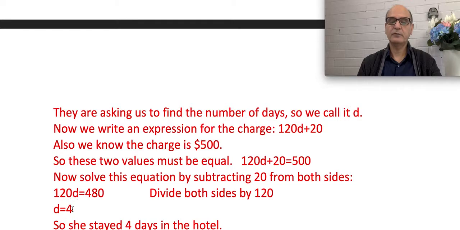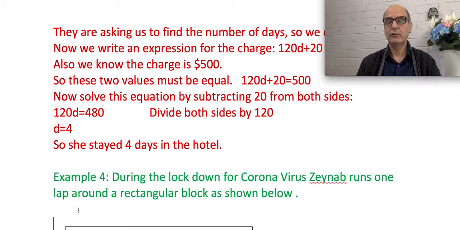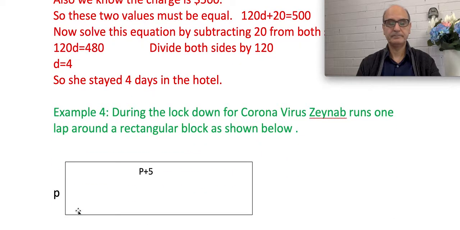Now divide both sides by 120 to get back to D. Because D has been times by 120, you've got to undo it. Divide both sides by 120. So that becomes D. 480 divided by 120 is 4. So D is 4. What was D? D was the number of days Sarah stayed. And we answered the question. So she stayed for 4 days in the hotel.